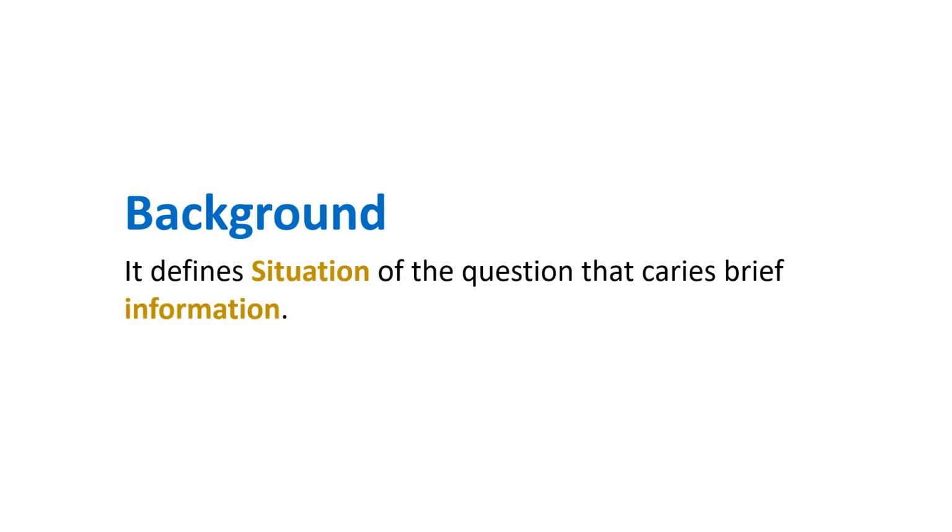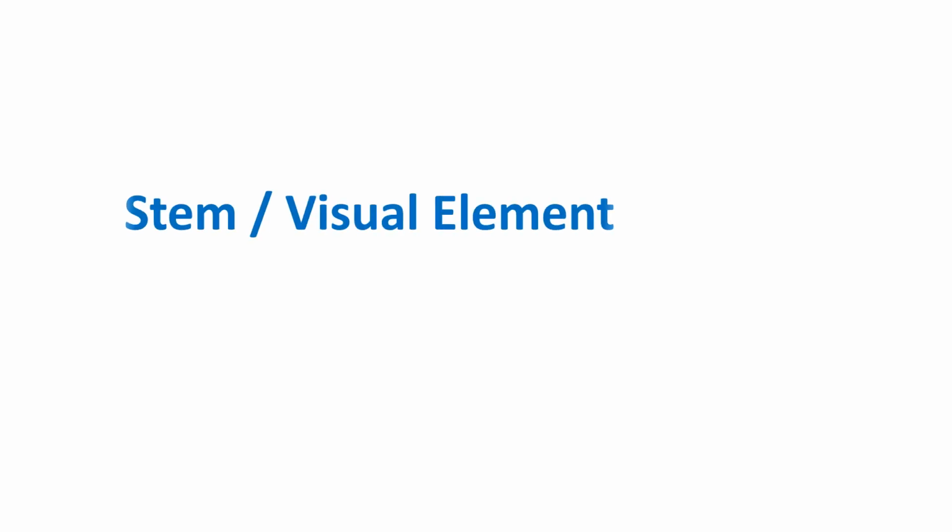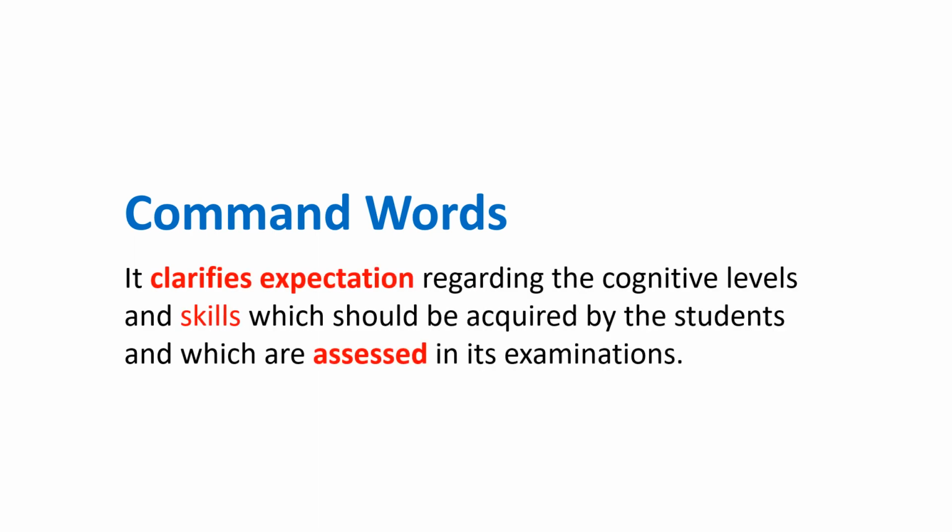As we know, like the MCQ, the CRQ and ERQ paper also have a background, stem, and main body. But in this part, instead of distractors, we are having the command words. So we need to focus on the command words to understand the requirement of the question. A command word usually clarifies the expectation in a particular question that is associated with a certain cognitive level, and that will be assessed in the students during the examination.